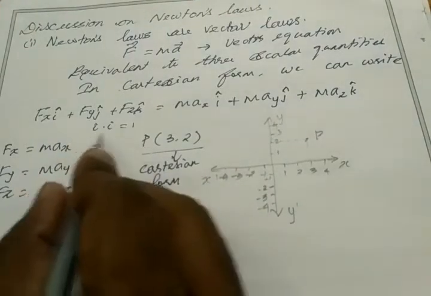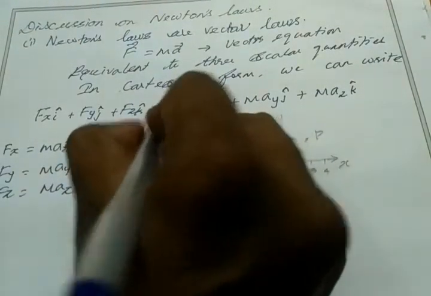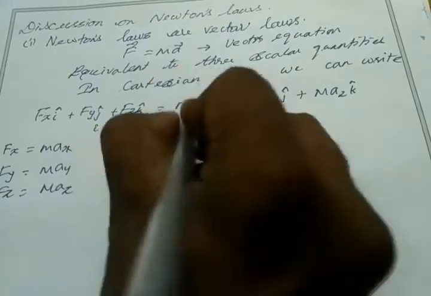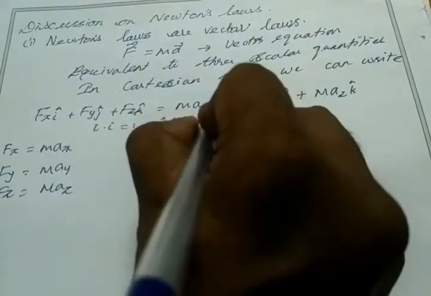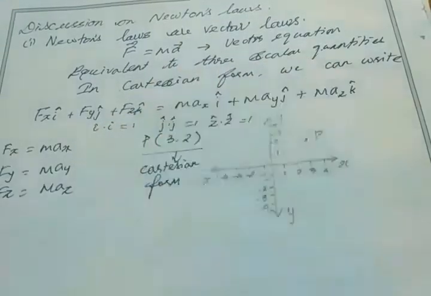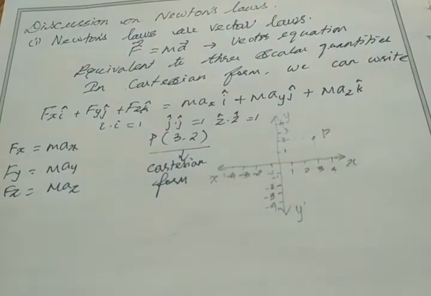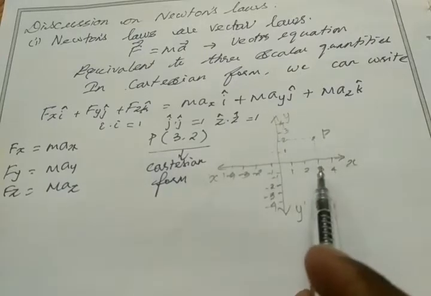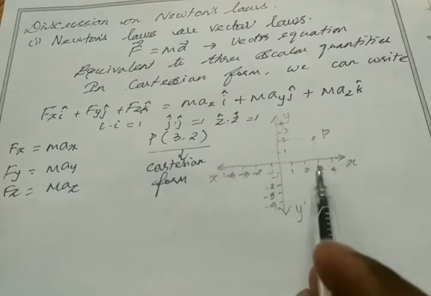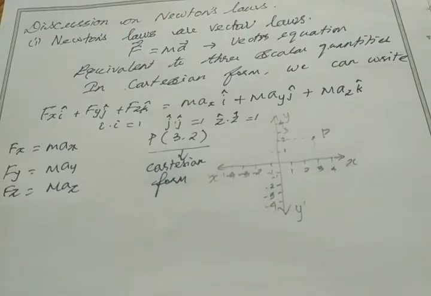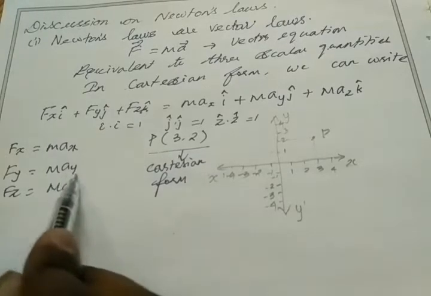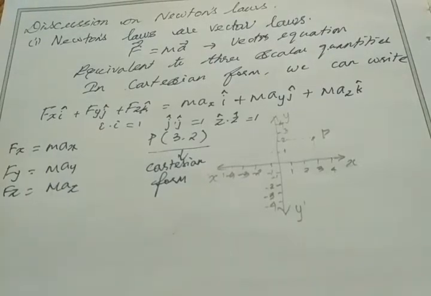Similarly, j dot j equal to 1 and k dot k equal to 1. This means if I give force to an object on the z-axis, the object tends to accelerate along the z-axis. If I give force along the y-axis, the object moves towards the y-axis, and the acceleration gained is in the direction of the y-axis.